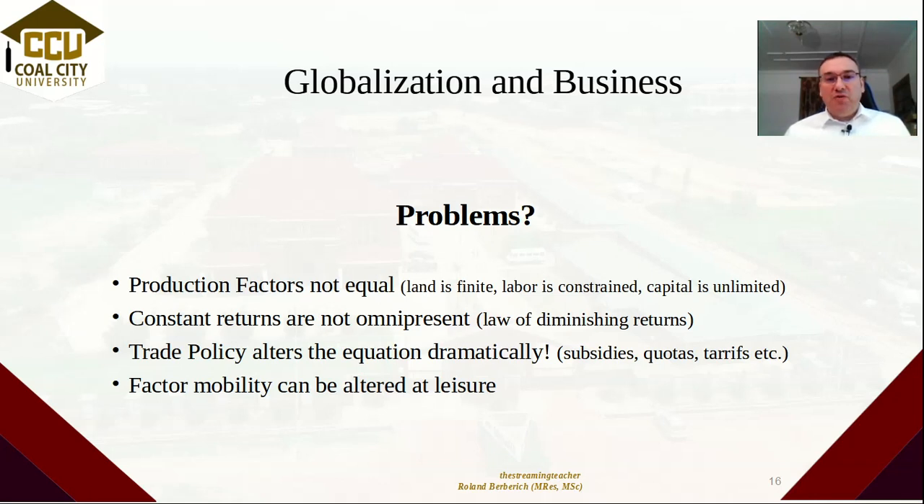Another issue is that trade policy can alter this equation dramatically. For example, there are subsidies, quotas, tariffs, and a lot of other issues that can happen in international trade policy. Particularly, factor mobility can be altered just as I want it. For example, labor. I can attract foreign labor by saying you don't need a visa to come here. You can work here immediately. We don't care, as long as you pay taxes, you can work here. That is an immigration policy.